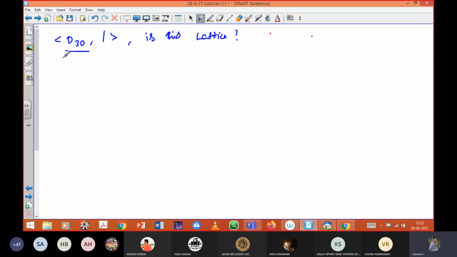Everyone can see the screen? Okay, fine. So here D30, with respect to the divisibility relation. First let us write all the divisors of 30. Quickly list out the values: 1, 2, 3, 5, 6, 10, 15, 30. Good. After this, they ask you to check whether it is a lattice or not.